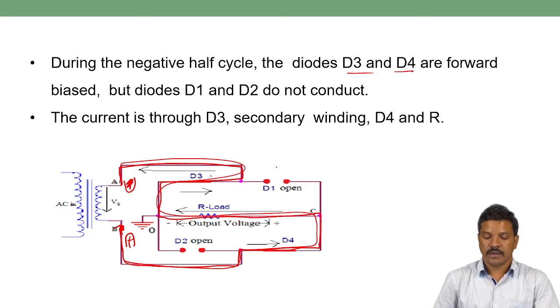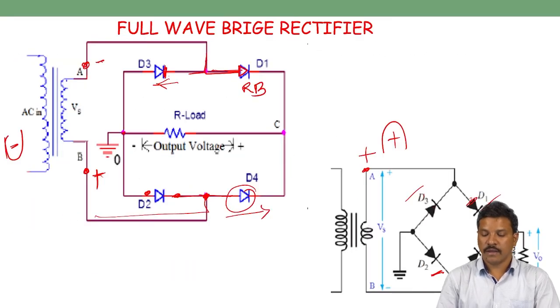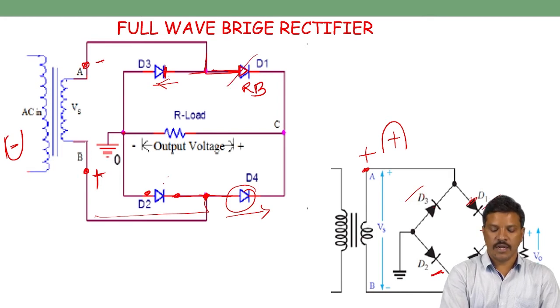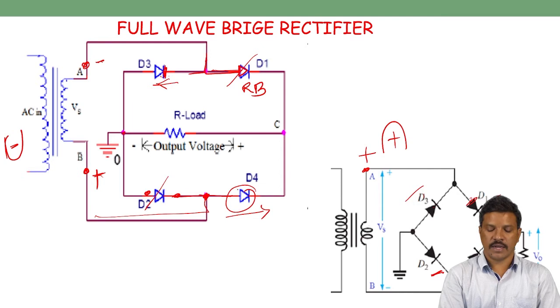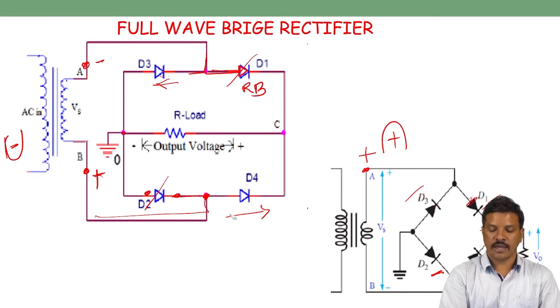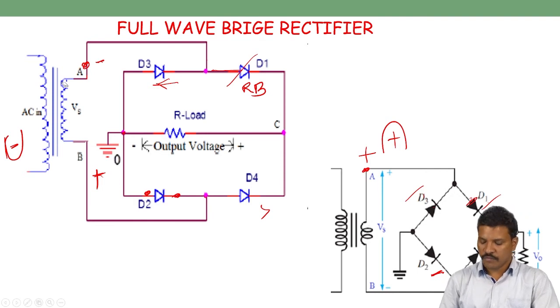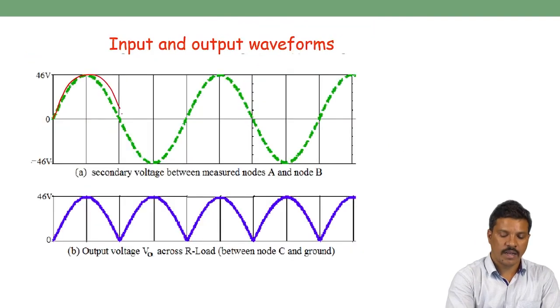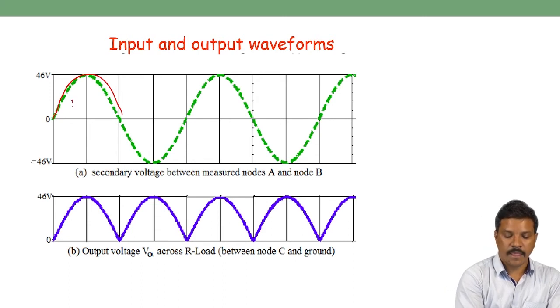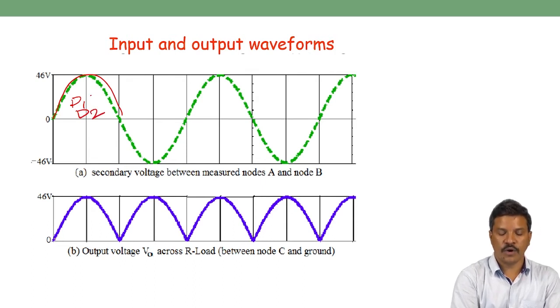So in this way, simply we can say that during the positive half cycle, D1 and D2 are conducting, D3 and D4 are not conducting, and current passes through D1, RL and D2. During the negative half cycle, D3 and D4 are conducting, D1 and D2 are not conducting, and current passes from plus B through D4, RL and D3 to the negative terminal. During the positive half cycle, current flows through the load resistor and the instantaneous voltage measured across the load gives the positive half cycle.